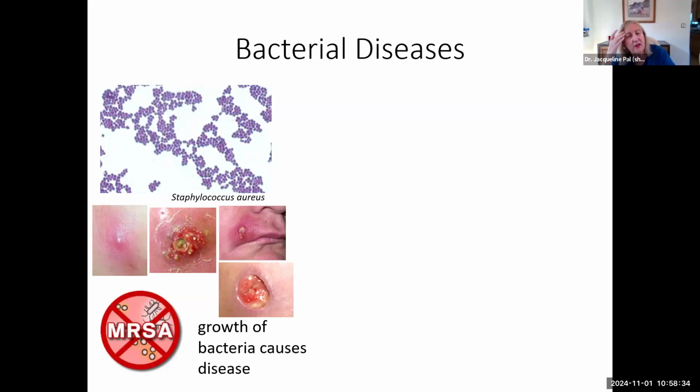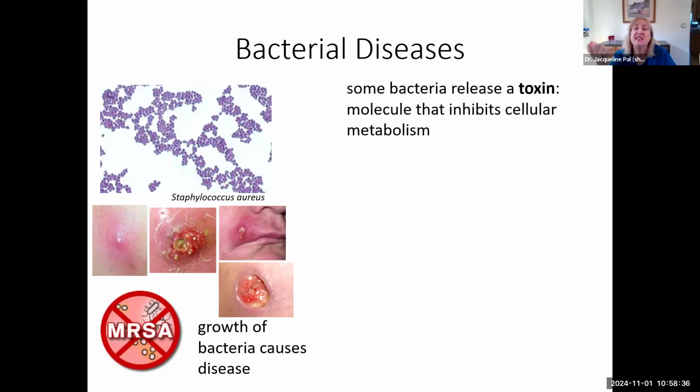Now, another way that bacteria can cause diseases is that some of them will release a toxin, and a toxin is a molecule that is going to screw up some aspect of metabolism that's normal for your cells. Okay, it's a little protein that is playing with your cellular metabolism. Now, the good thing is that our bodies will recognize this toxin as foreign, and so we can mount an immune response against it. But if it doesn't, here's what's going to happen.